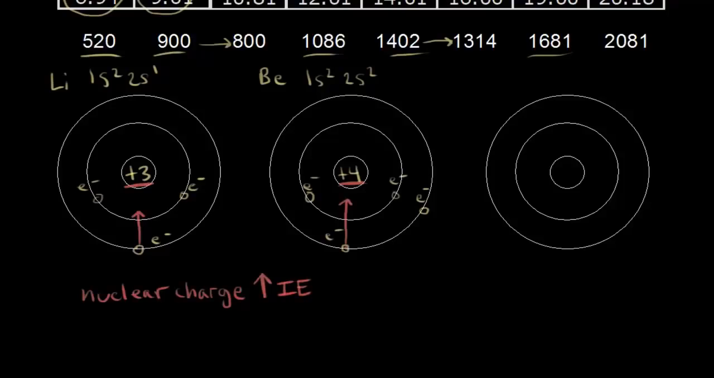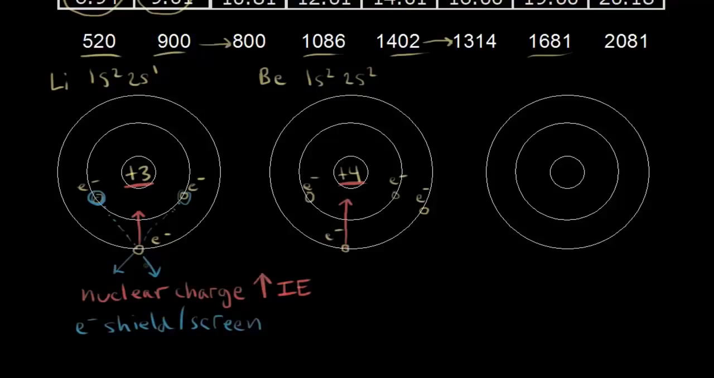Next, let's think about electron shielding, or electron screening. The idea is that inner shell electrons will screen the outer electron from the effect of the nucleus. If we look at lithium, this electron right here is going to repel this outer electron, and this electron over here on the right is also going to repel this electron. So they shield that outer electron from the pull of the nucleus. They screen it from the positive charge.